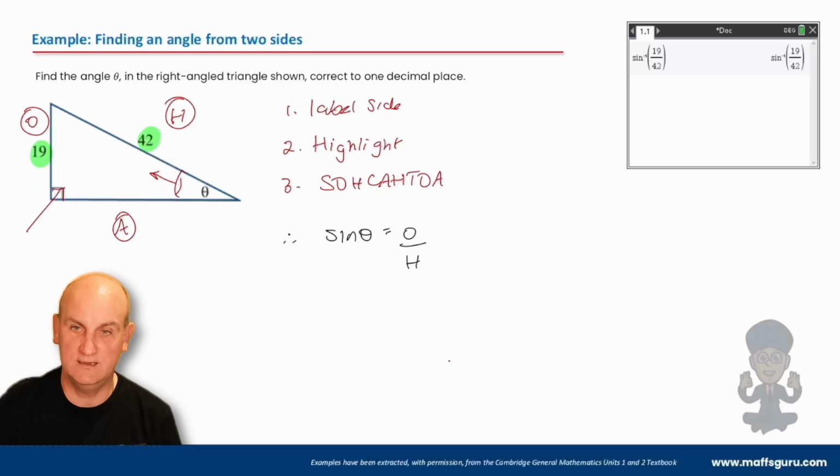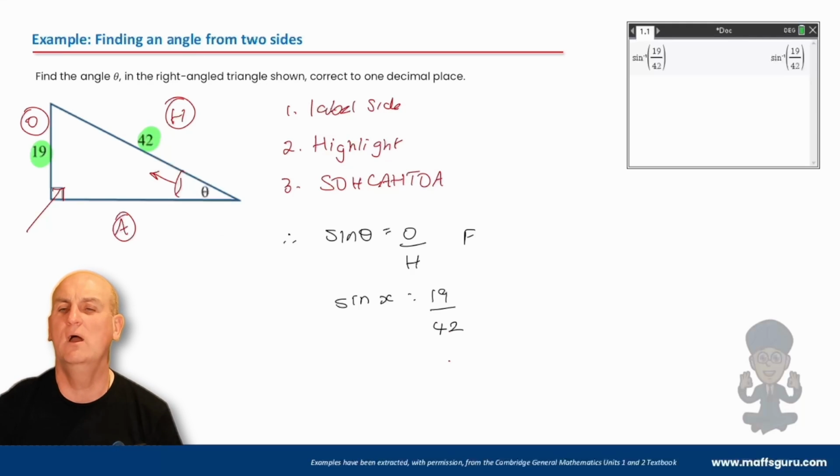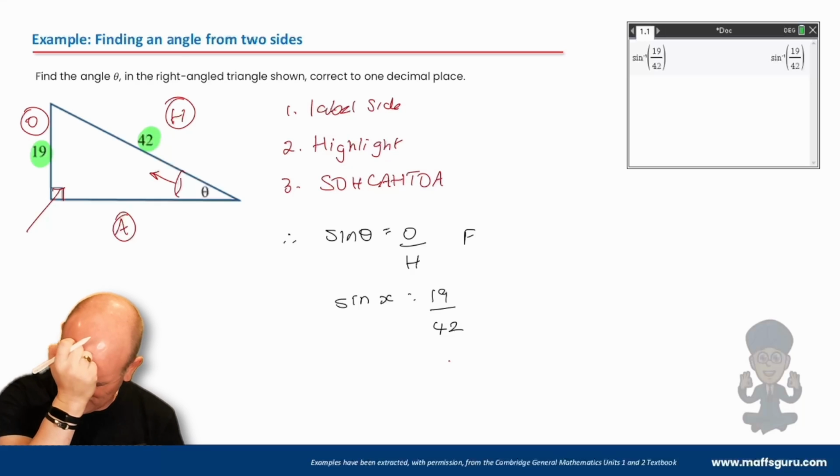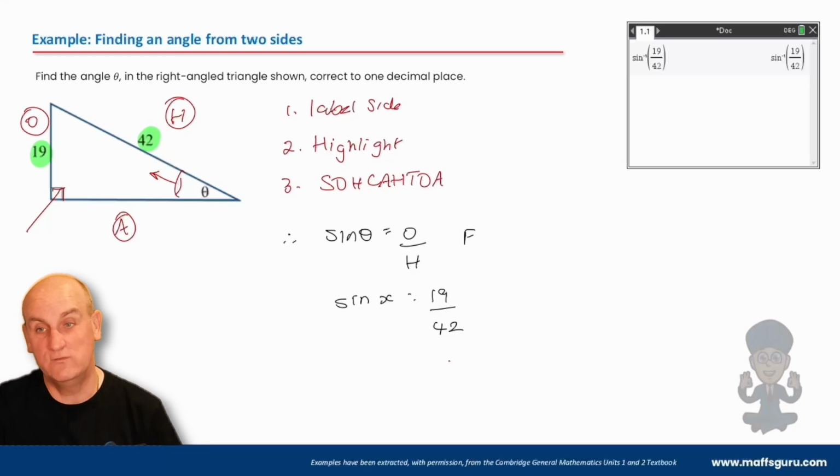I don't like theta. It's too hard to draw, so I'm going to use x from now on. So there's my formula. Sine of my angle x is equal to the opposite side length, which is 19, divided by 42, and that's where everyone goes, I don't know what to do now, it's not a decimal. Doesn't matter. Actually, life is easier if it's a fraction.